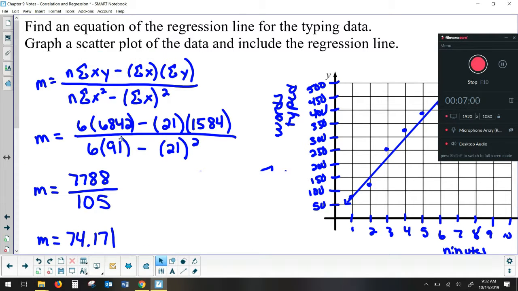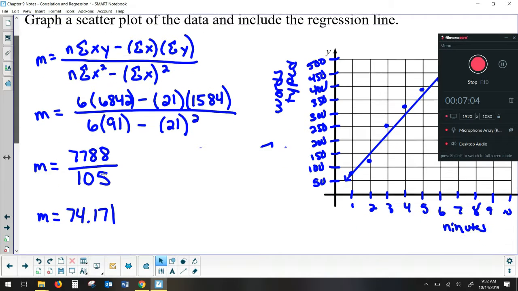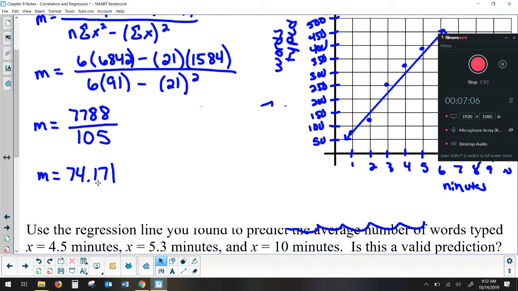You end up with 7,788 over 105, which our m really is 74.171. Okay, so we have half of our equation. Now we have y equals our m, which is 74.171 times x. Now we have to find b.